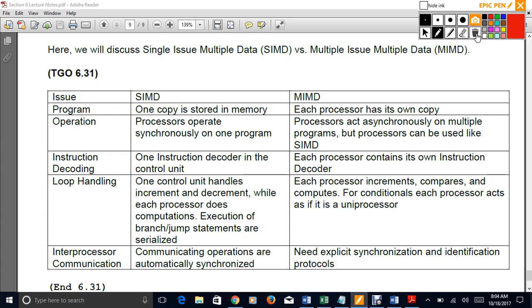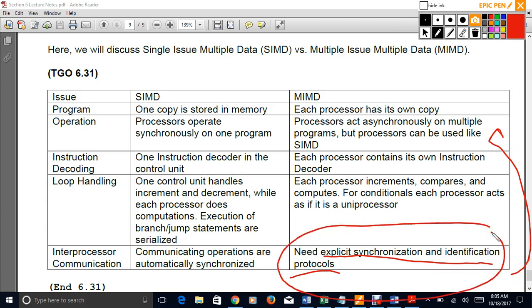And then finally, how do we actually communicate between all of these different processors in multiprocessing? So in interprocessor communication, operations are automatically synchronized. However, with multiple issue multiple data, you actually have to explicitly synchronize and identify protocols. And the reason why is because MIMD is designed typically to act asynchronously on multiple programs. However, since processors can be used like single issue multiple data, we do need to explicitly synchronize and identify protocols in that case.